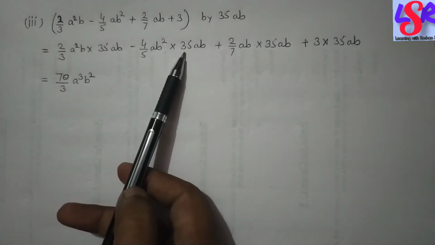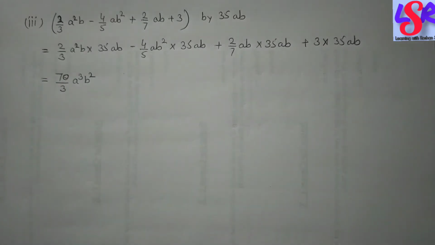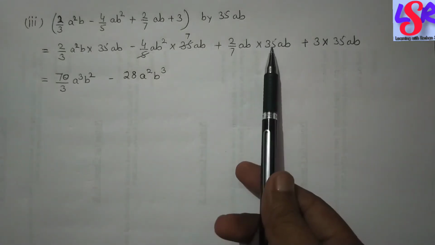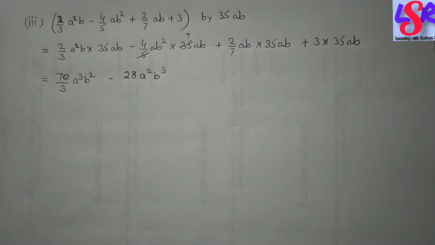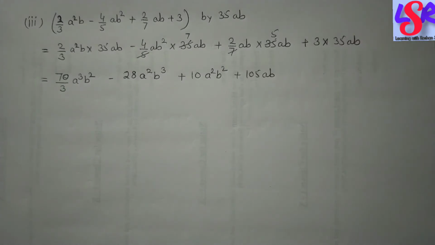Now we'll move over here. Here 5 can be cancelled by this one, so we're left with 28a square b cube. Then over here again this 7 can cancel out this 35 and we'll be getting plus 10a square b square, and then 3 will be multiplied by 35 to get 105ab. After this we'll move to question number 3.